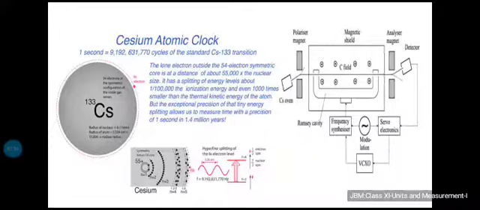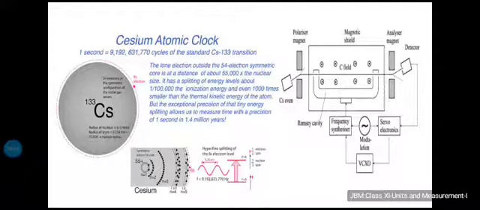In our country, the NPL, that is National Physical Laboratory, has the responsibility of maintenance and improvement of physical standards, including that of time and frequency. The efficient cesium atomic clocks are so accurate that they impart an uncertainty in time realization of 1 part in 10 to the power 13. This implies that the uncertainty gained over time by such a device is less than 1 part in 10 to the power 13. They lose or gain no more than 3 microseconds in 1 year.